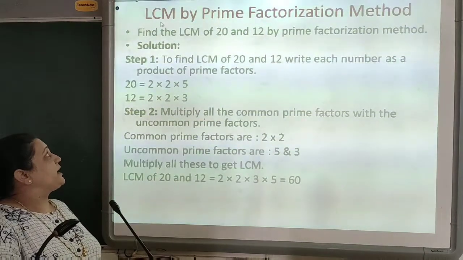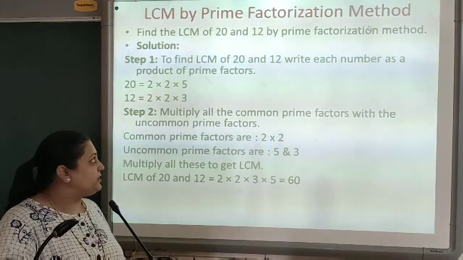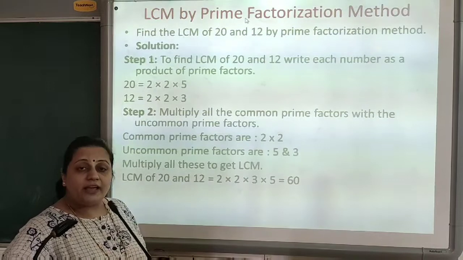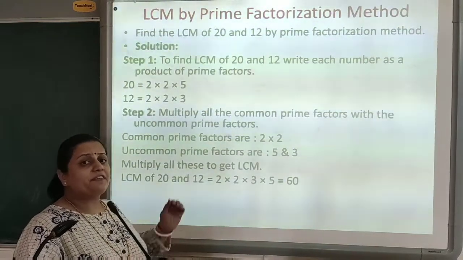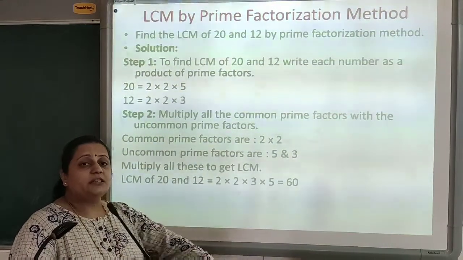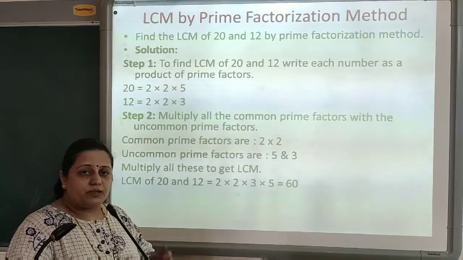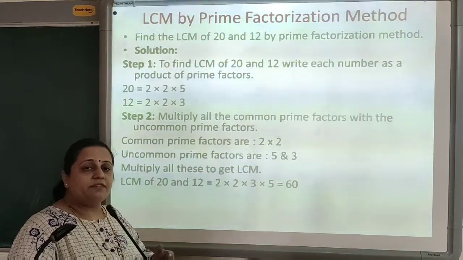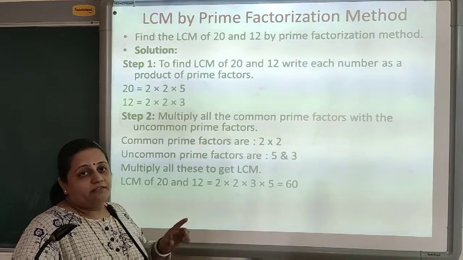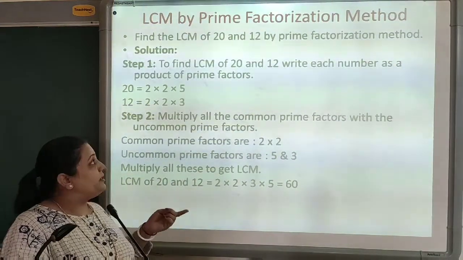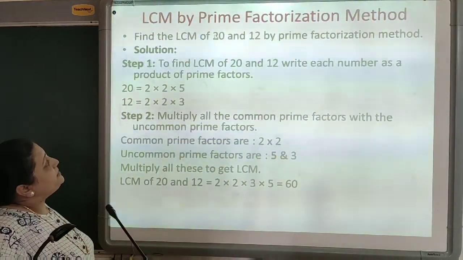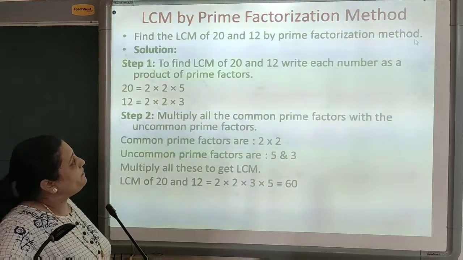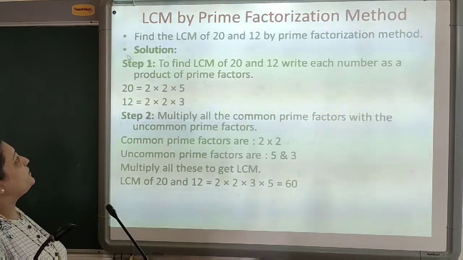This second method is the prime factorization method. Already I have told you that prime factorization is only prime factors, the multiplication of prime factors, and we will get our number as we have learned in the factor tree method. Okay, so find the LCM of 20 and 12 by the prime factorization method. So what is the first step?